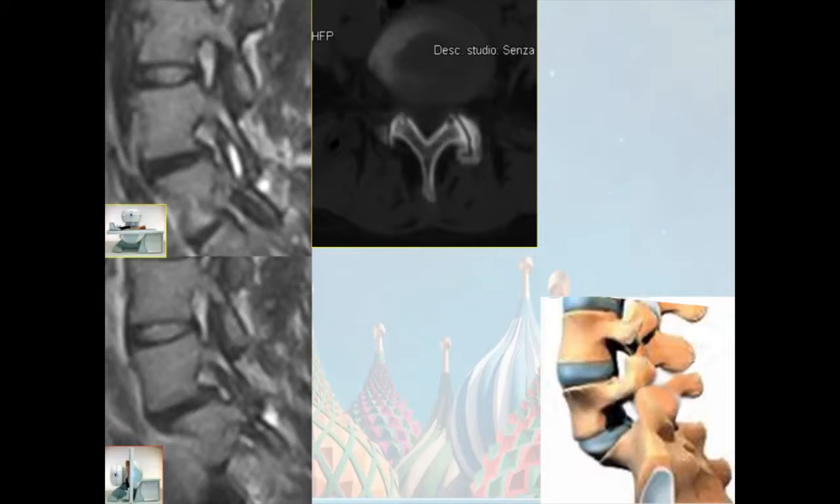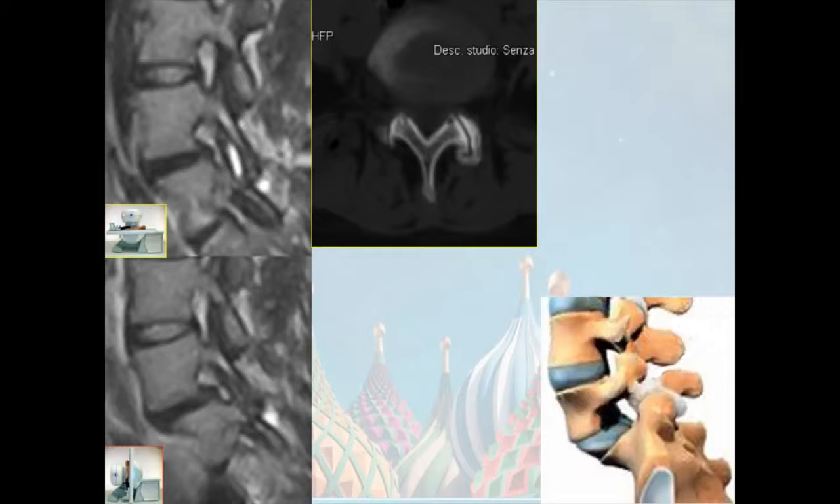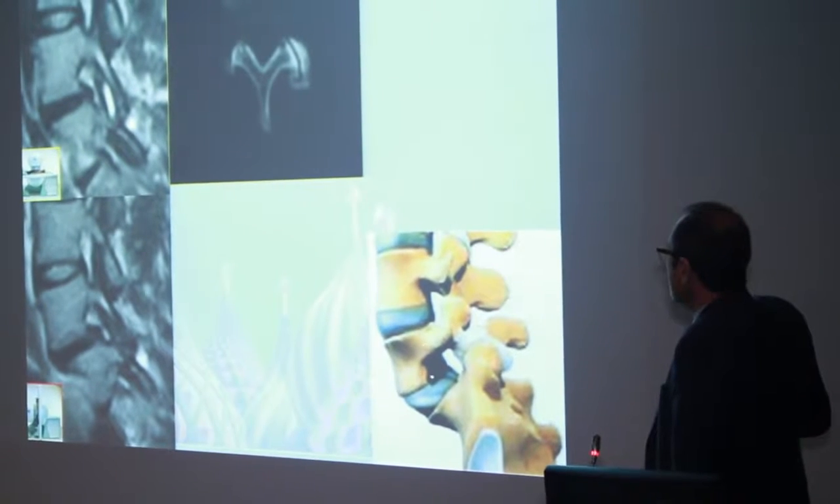This is the recumbent position, fluid leakage. The foramen is normal or apparently normal. There is no anterolisthesis. This, of course, is the CT in which the degenerative bony changes are much more evident if compared to MRI. Let's take a look at this movie, this cartoon.